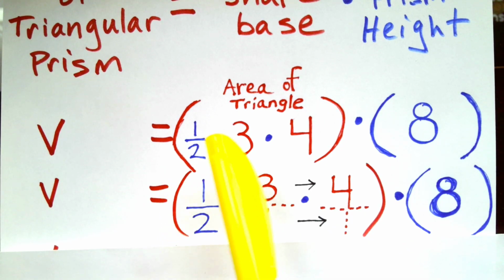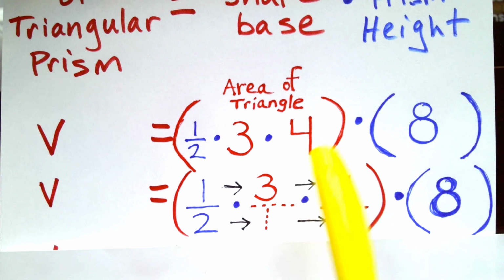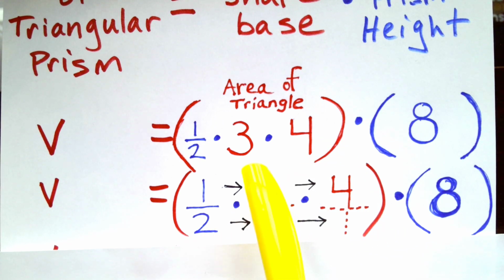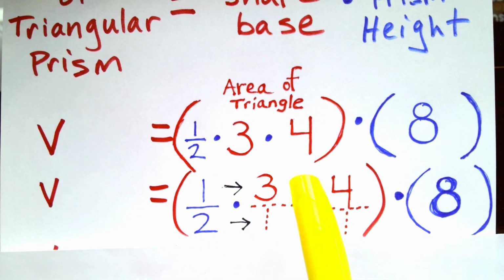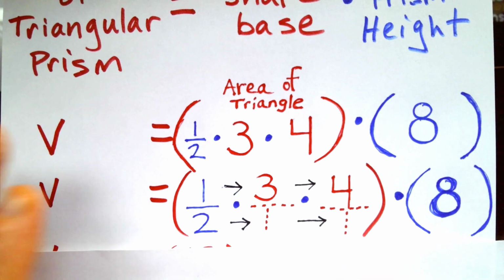When we multiply with fractions, we multiply top to top and bottom to bottom. Each of these values, 3 and 4, has a 1 in the denominator's place, so I show that using dot, dot, dots, an invisible 1. With fractions, you multiply the numerators and the denominators. So 1 times 3 times 4 is 12. 2 times 1 times 1 is 2. So 12 over 2 is the area of the triangle. Now 12 divided by 2 is 6.